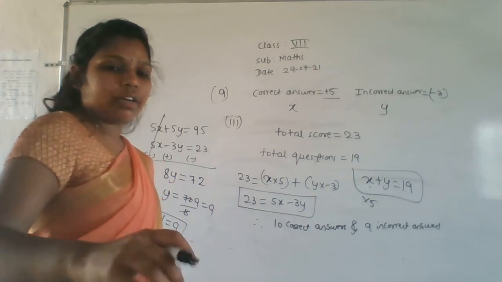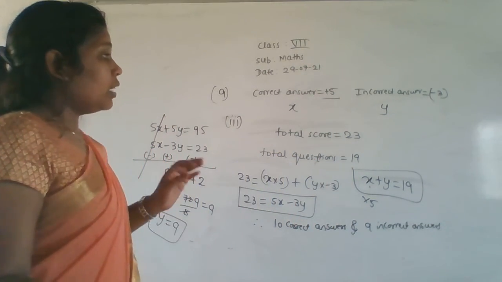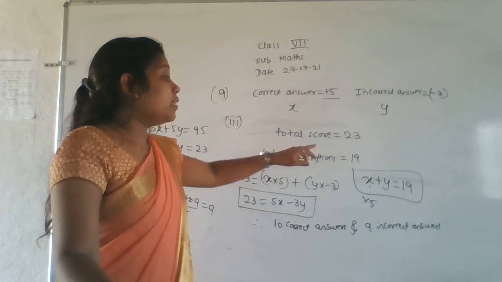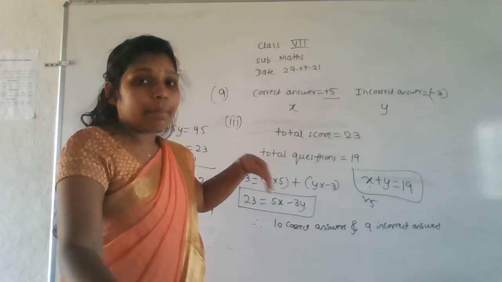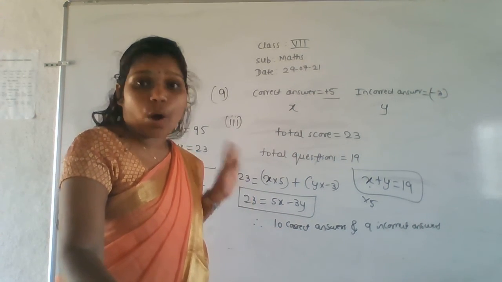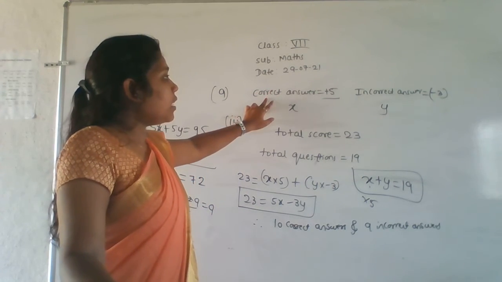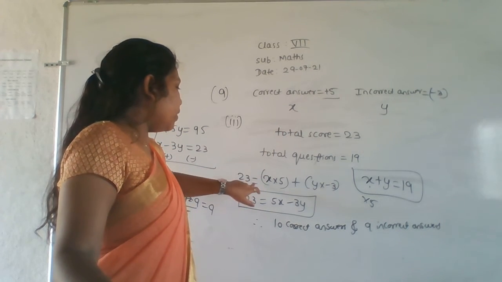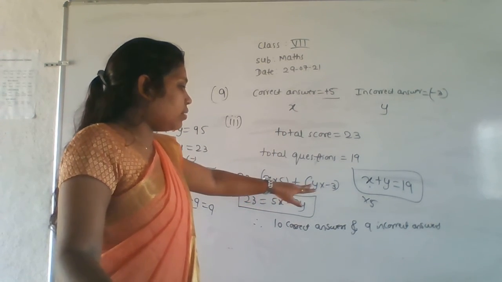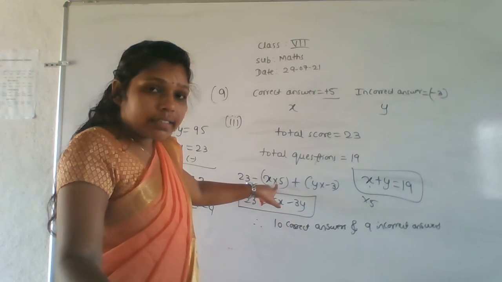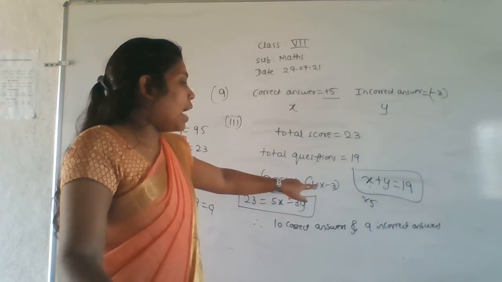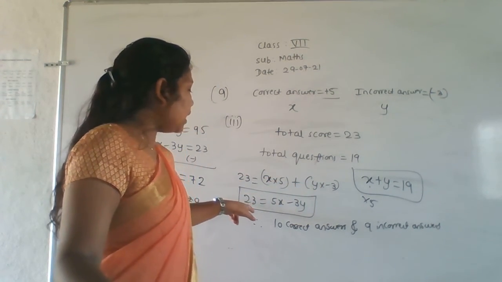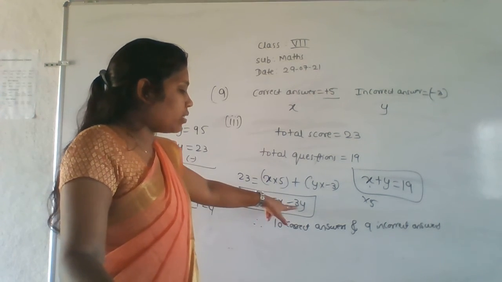Okay, I hope everyone understood. Once again, listen here. They told only the total score, which is 23, and the total number of questions he attempted, which is 19. In those 19 questions, some are correct and some are incorrect. We don't know how many. So for that reason, I am considering correct answers as x and incorrect answers as y. Now observe here, 23 is equal to 5x minus 3y, because if the correct answer is x it must be multiplied with 5, and if incorrect answers are y it must be multiplied with minus 3. So the equation we got is 23 is equal to 5x minus 3y.